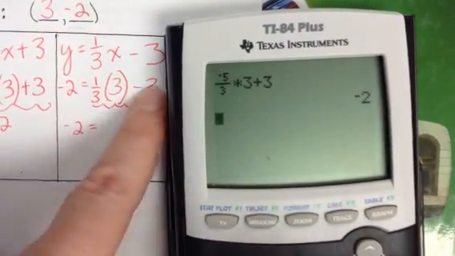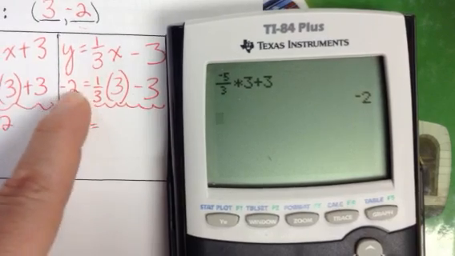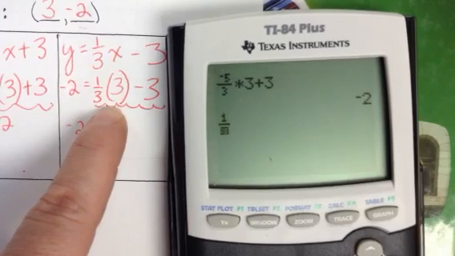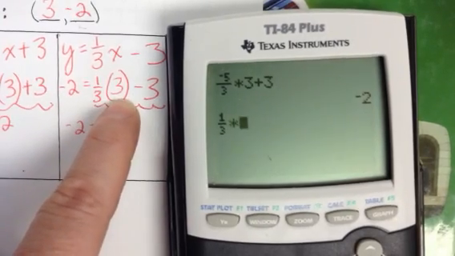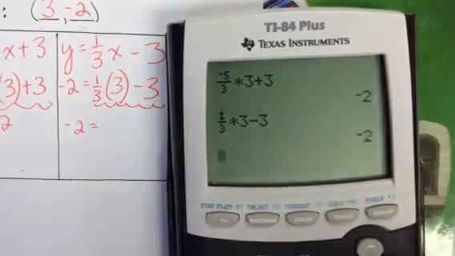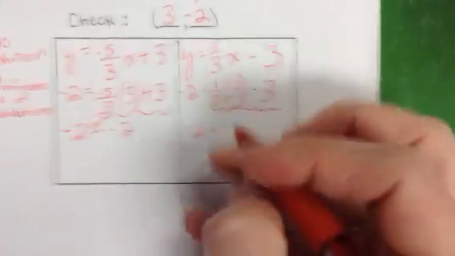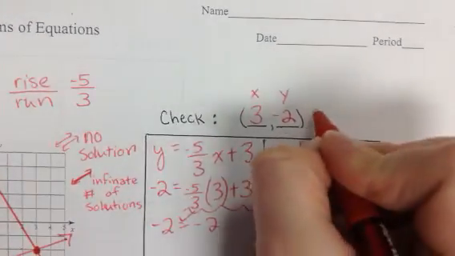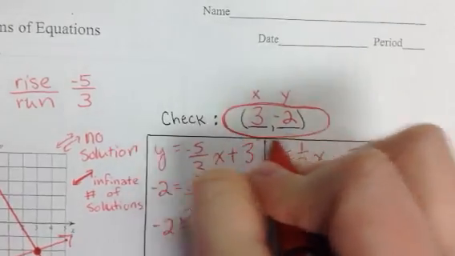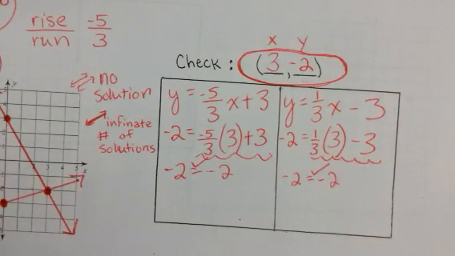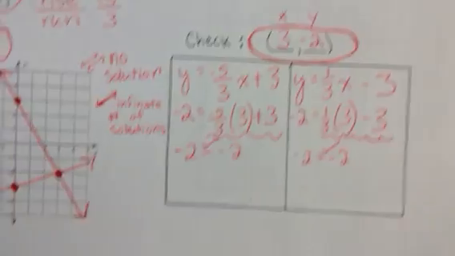So I'm just punching in this side to see if it gets that number. Fraction again, 1/3 times 3 minus 3. Also got a -2. Okay, so that tells me for sure that I did it right. I graphed my lines, and that point is a solution for both equations. So it is the solution to the systems of equations, okay?